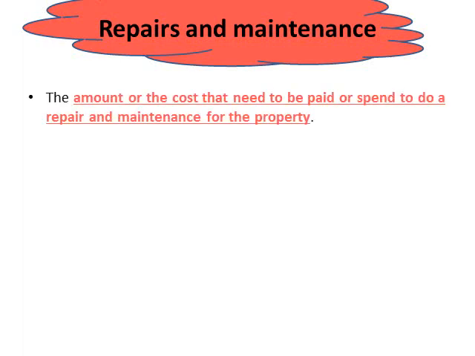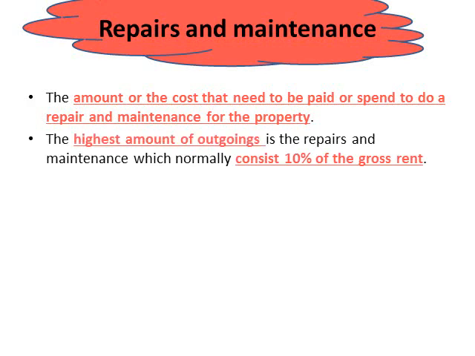Okay, so first we look at repairs and maintenance. What is actually covered by repairs and maintenance of outgoings? Repairs and maintenance is the amount or cost that needs to be paid or spent to do repairs and maintenance for the property.